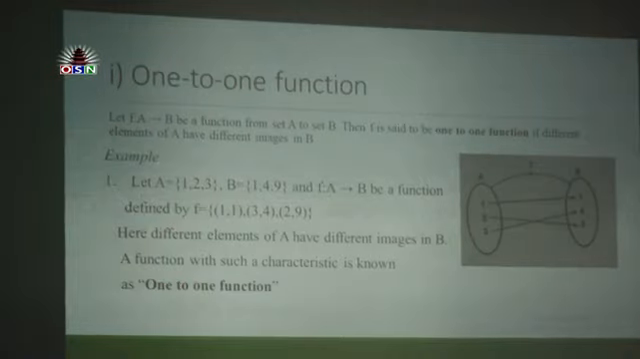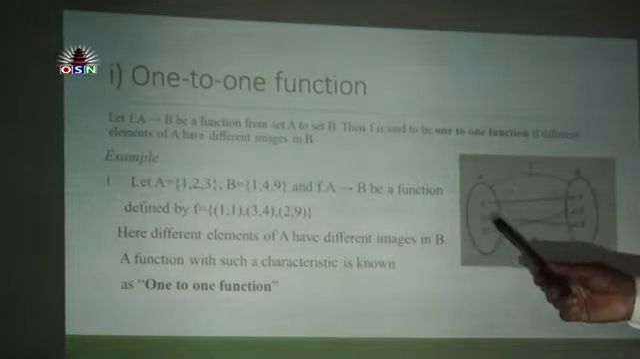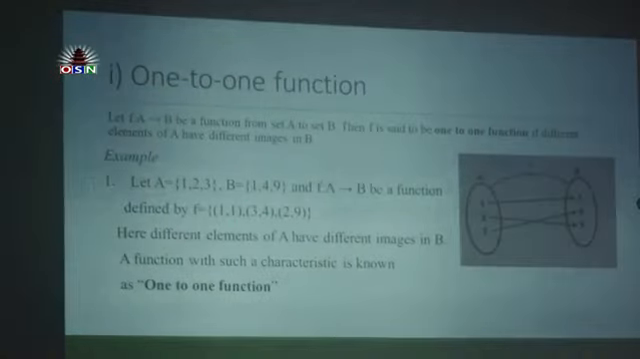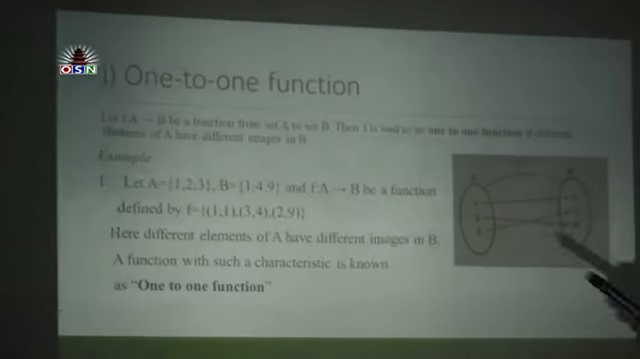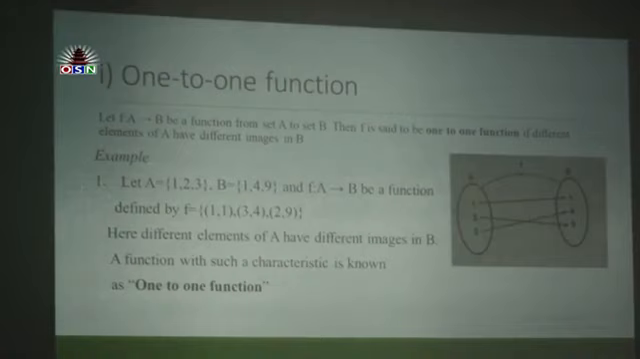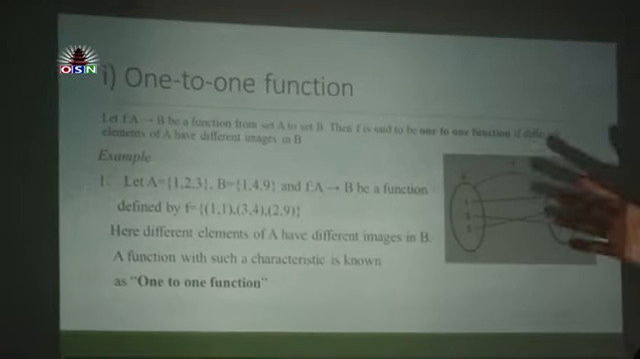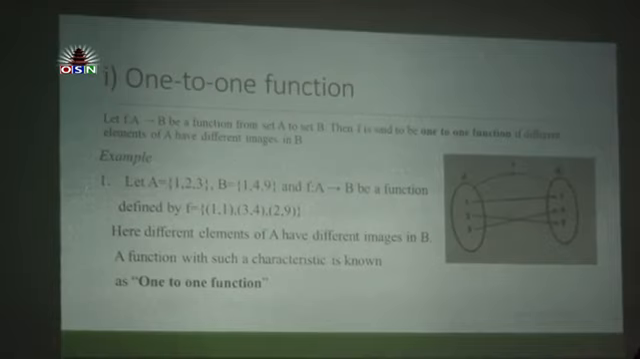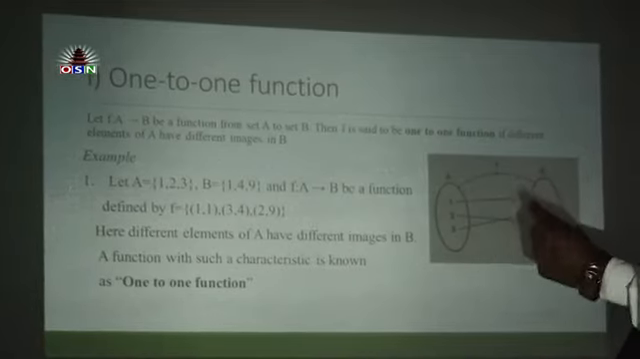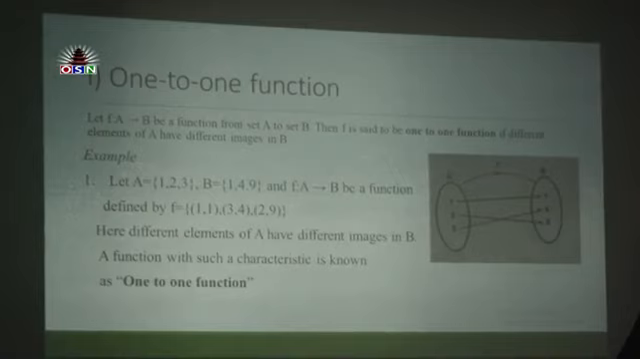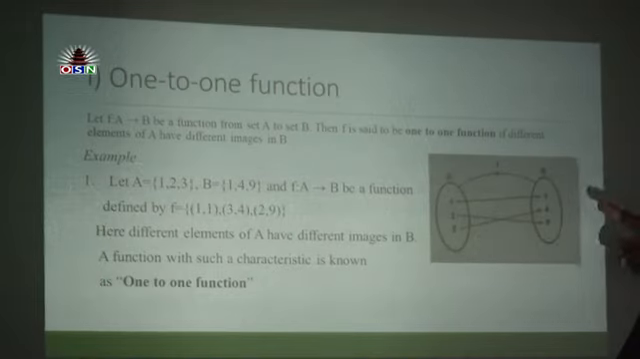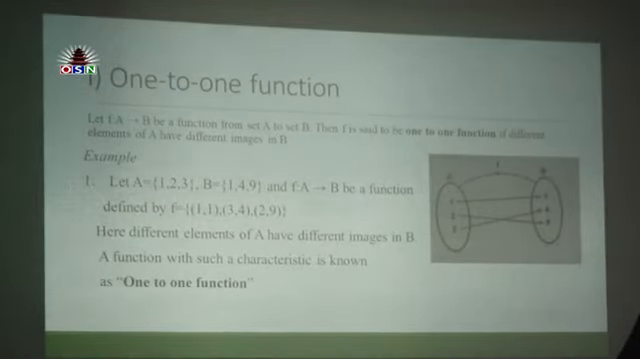That means an element in the first set will have only one image in the second set. Here we will not have a single image for 1 or 2 or 3 elements in the first set. Every element in the first set will have its own image in the second set, not more than one. So that is called one-to-one function. In this function, 2 has its image 9, 3 has its image only 4, and 1 has its image 1.